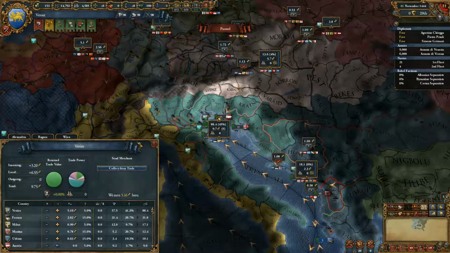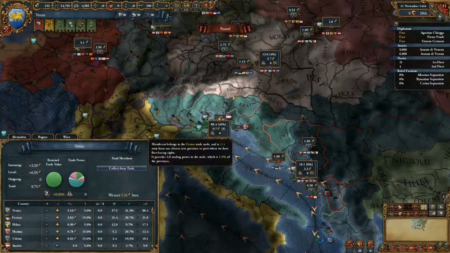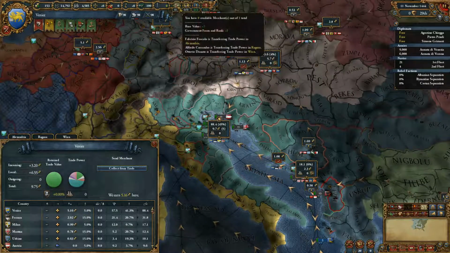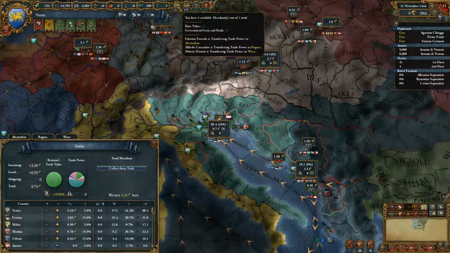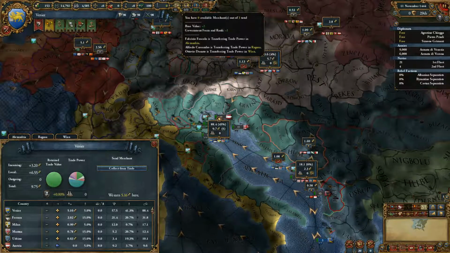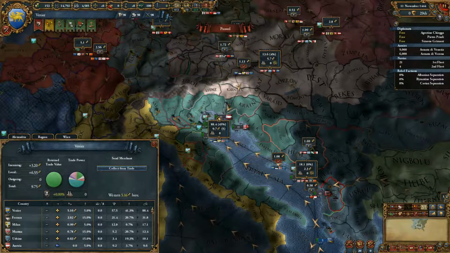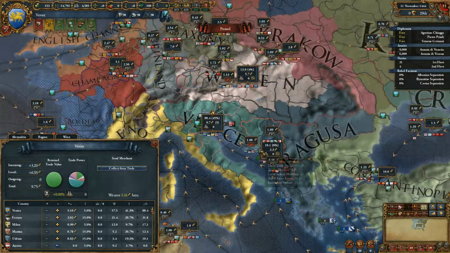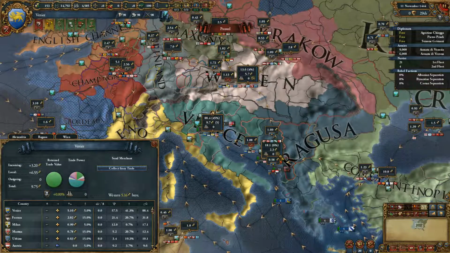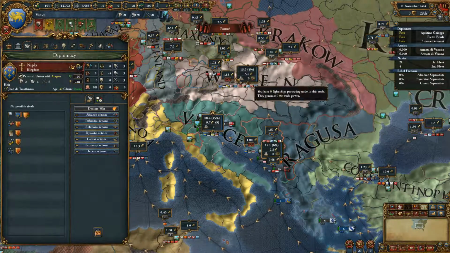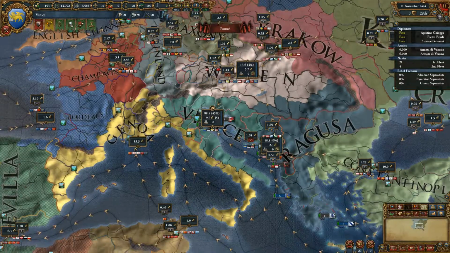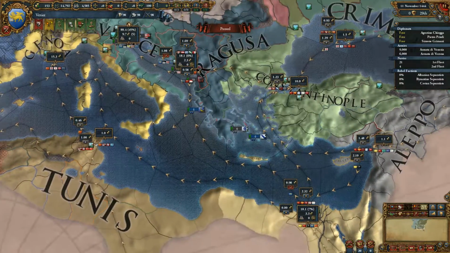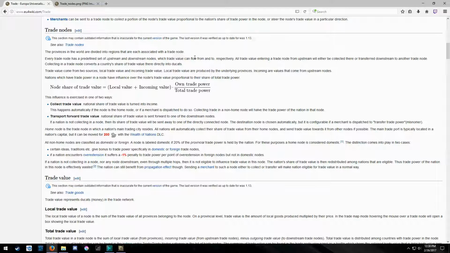Okay. And then you have merchants. The merchants are up here. You have a base of 2, and then you get more from other stuff, including government rank and foreign rank. So you can basically tell where a merchant is by the little icon in that area. So you have a merchant there, a merchant there, and a merchant there. Alright, so here we go about trade nodes.